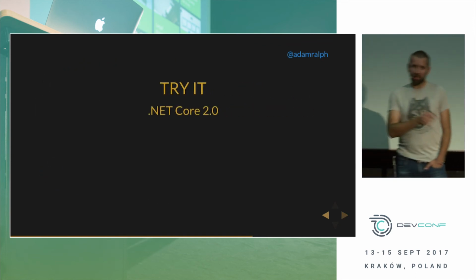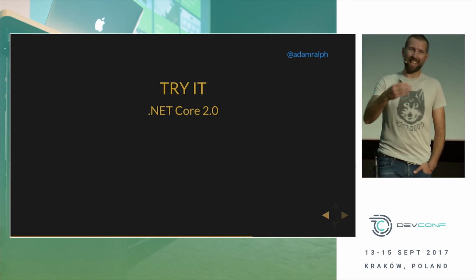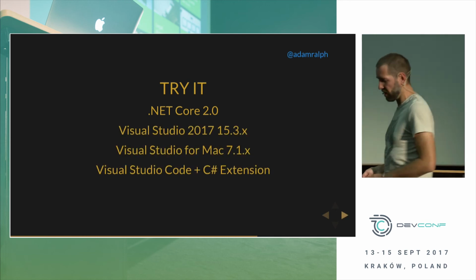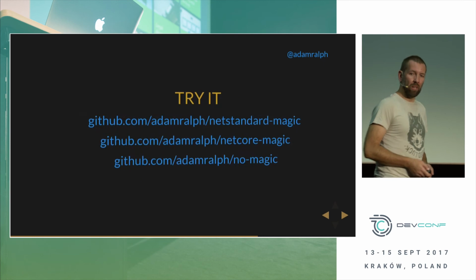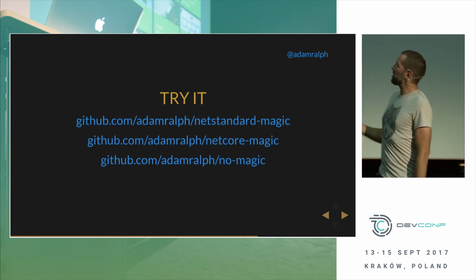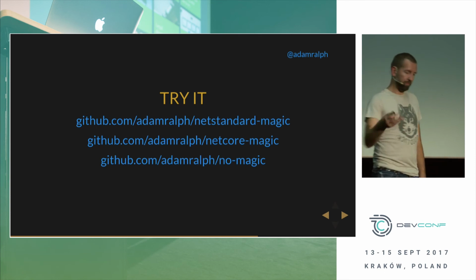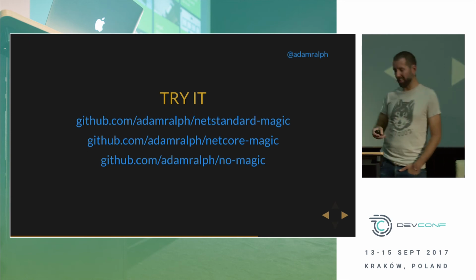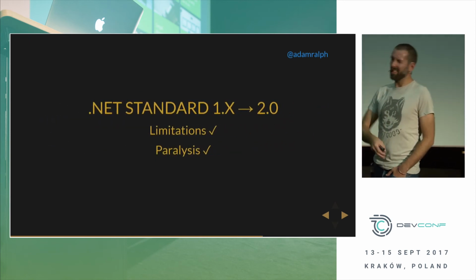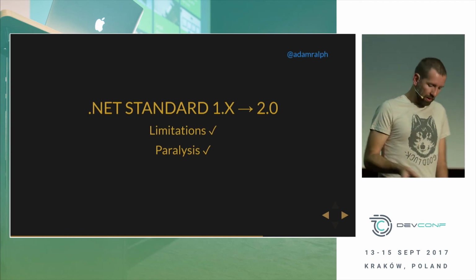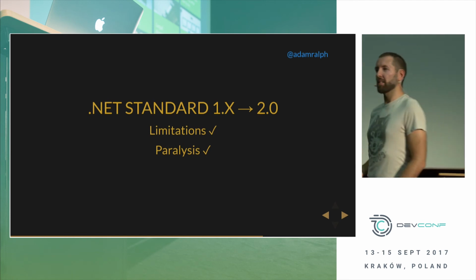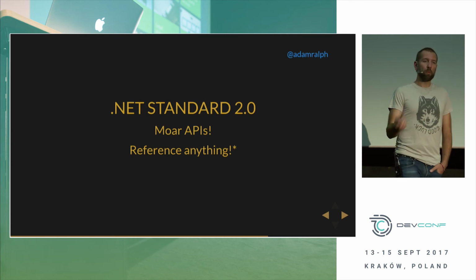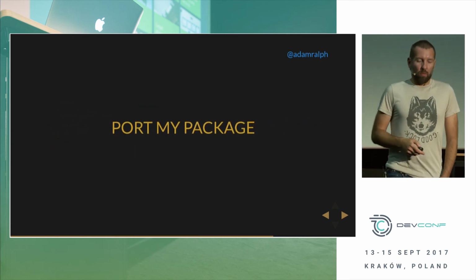So try it. If you want to try this, install .NET Core 2, because that installs the .NET Standard 2 bits. Two things are still a bit conflated together. And then your IDE of choice, any of those versions will do. Those are the repos I've just showed you. The No Magic one shows you what happens when you try and reference a package which calls into something that .NET Standard doesn't support. I don't have time to show you that right now, unfortunately, but it just throws an exception. So with this reference anything, that's largely taken care of the paralysis, hopefully. And that in a nutshell is .NET Standard 2. More APIs, reference anything.